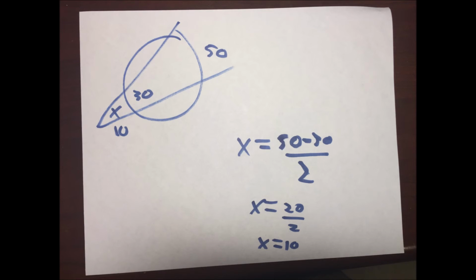So the data in the left hand corner will be inputted into our equation. We will do x as the outer angle equals 50 minus 30 divided by 2. After that we can simplify down to x equals 10. After that, our answer for the outside angle is 10.